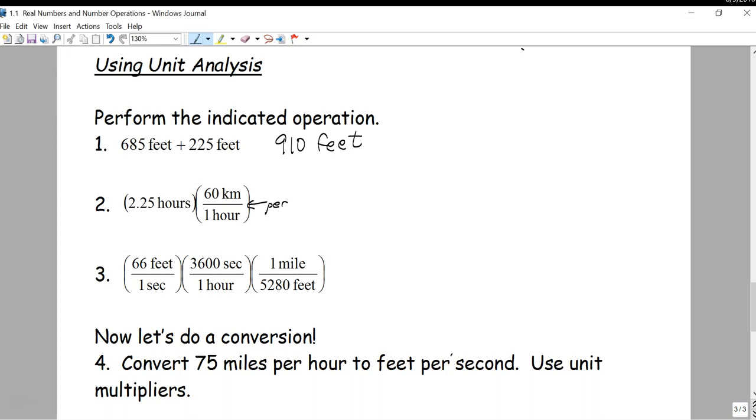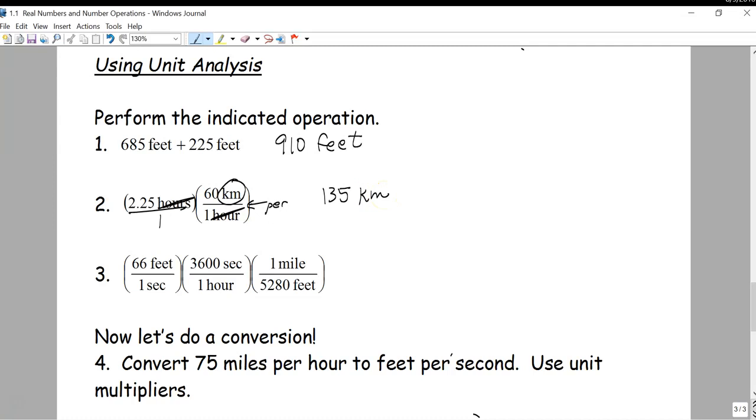So we're going to multiply 2.25 times 60, and we're going to get 135. And when I multiply my units together, they are going to change. So what happens is we've got this fraction over 1, and we notice that anything divided by itself is 1. So we've got hours divided by hours. We're going to reduce to 1. And all we have left are kilometers. So we've got 135 kilometers.